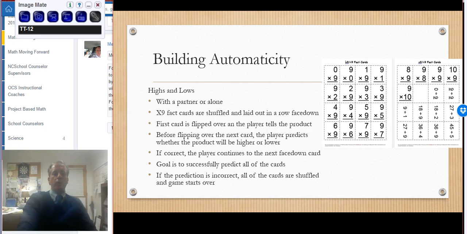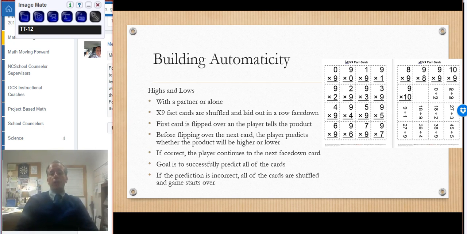Highs and lows, again, multiplying by 9 fact cards, we're going to shuffle them, we're going to put them face down. So again, you have all these in the digital downloads if you choose to take this text. The interesting part here is, I'm going to flip over a card, and say, well, 9 times 2 is 18, and then I've got to predict if the next product is going to be higher or lower. So there's a little bit of chance playing in here, right? So I've got these laid out. If it's correct, then I get to take the next face down card, and the goal is to correctly predict all the cards. Now, in the text, they say if the prediction's incorrect, you're going to shuffle them up and lay them out.